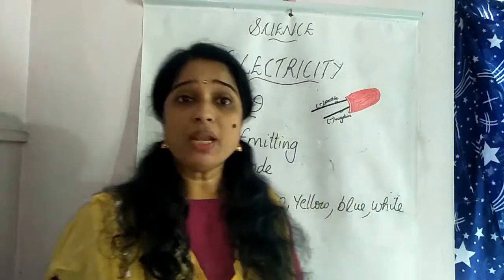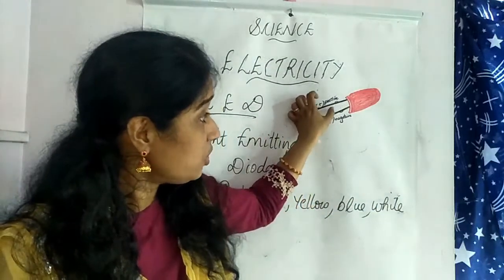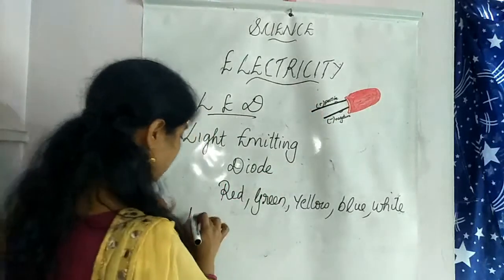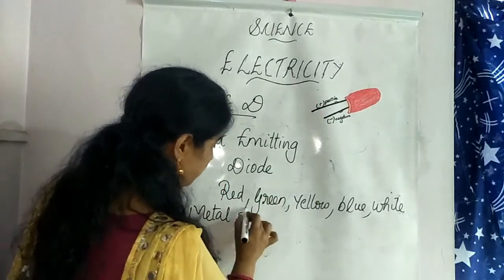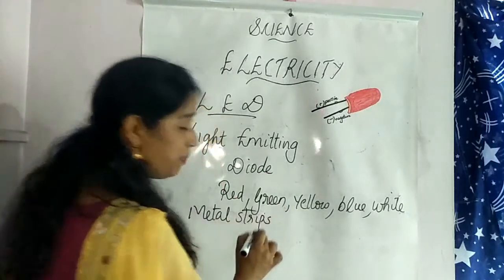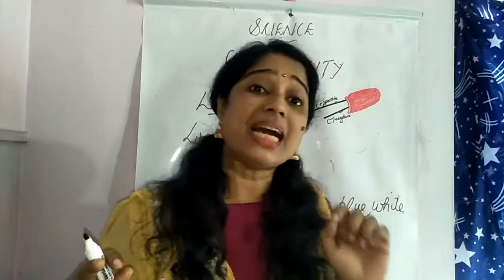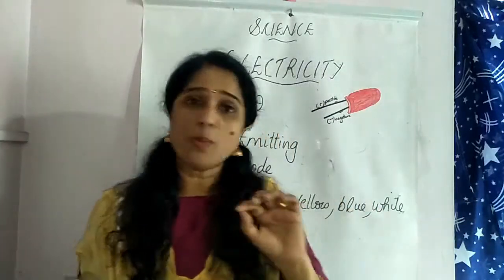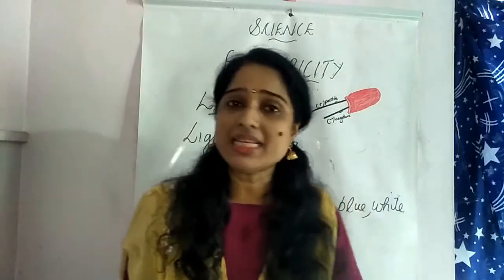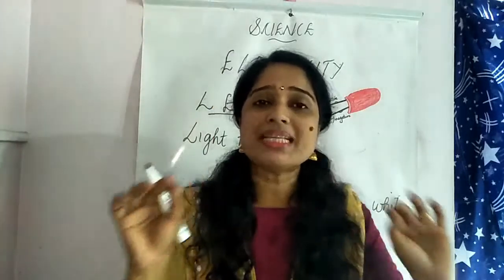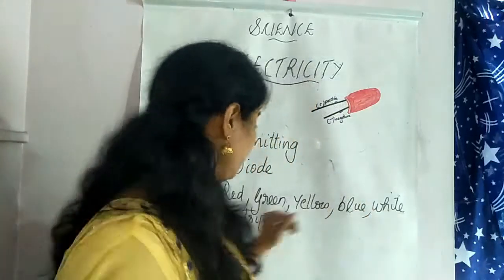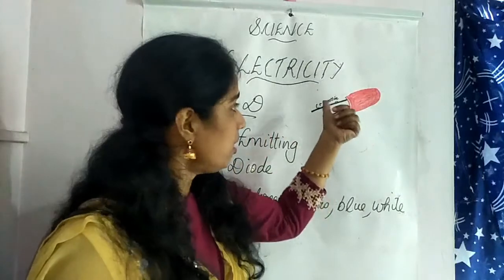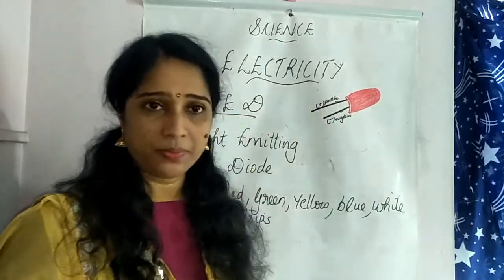When compared with the normal bulb, LED bulb has got, you can see in this picture, two metallic strips are there. What is that? Metal strips. In the case of normal bulb, we can see the thin metallic wires are there. Thin metallic wires can be seen in the normal bulbs. But in the case of LED bulb, instead of these thin metallic wires, we can see one thick metal strip. Hope you can see in this diagram, in this picture, thick metal strips are there.